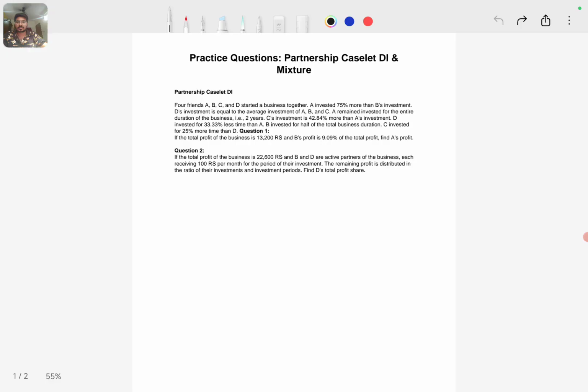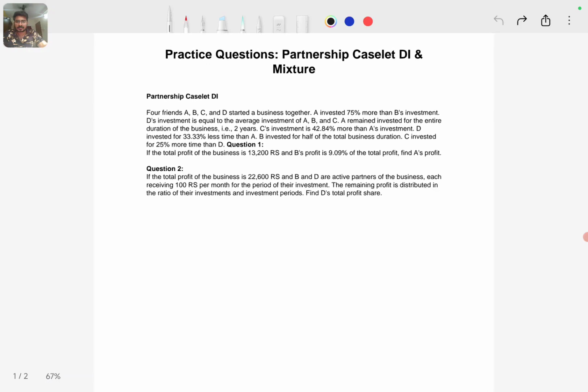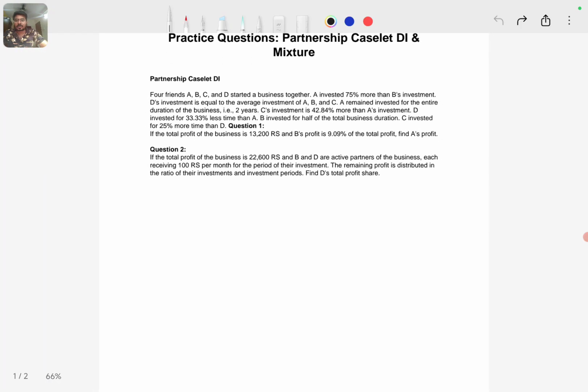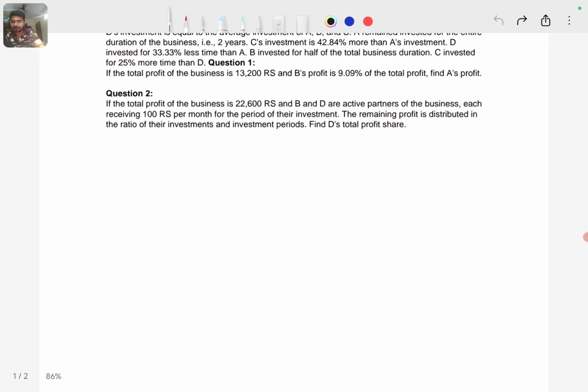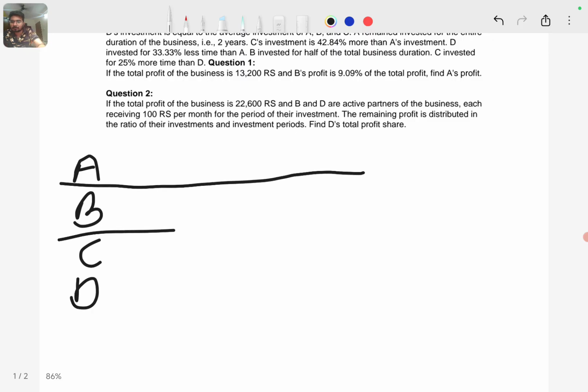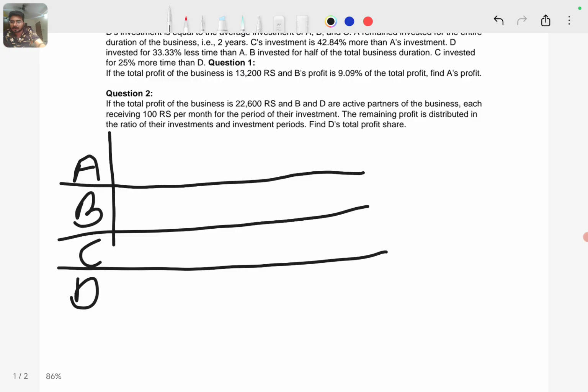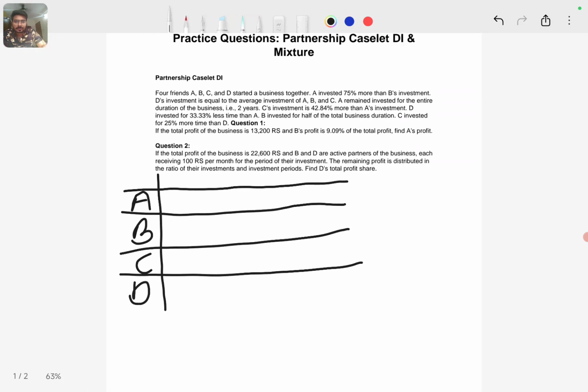so let me explain you the partnership Caselet DA first. So what it is saying is that four friends A, B, C, D started a business together. Okay, if I write here A, B, C, D, okay, A invested 75% more than B's investment.